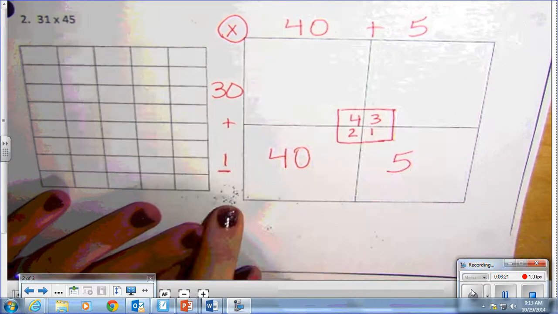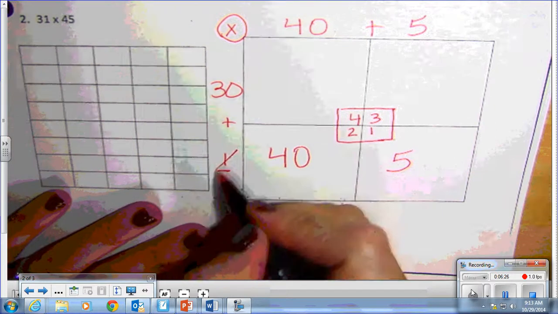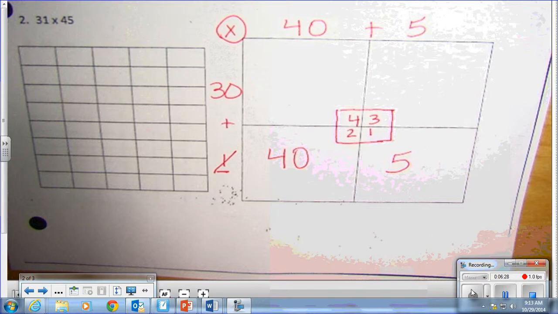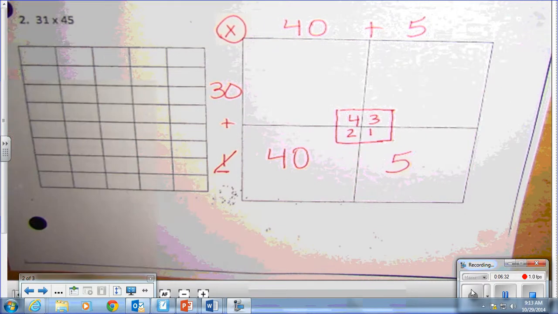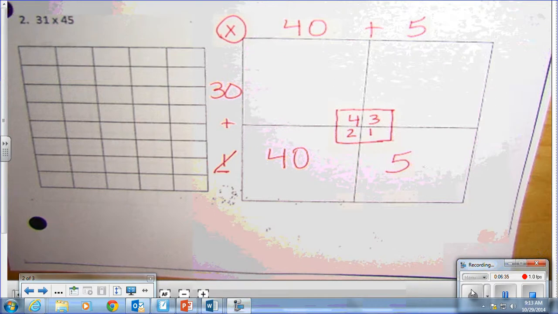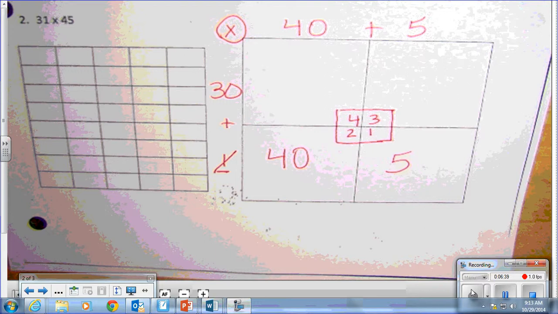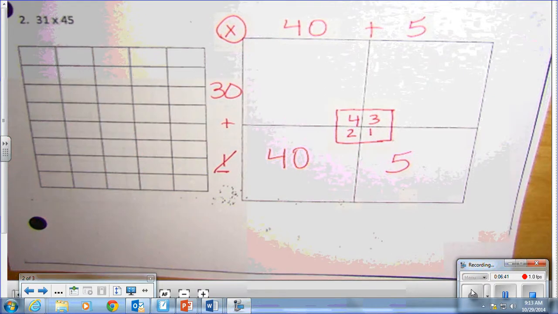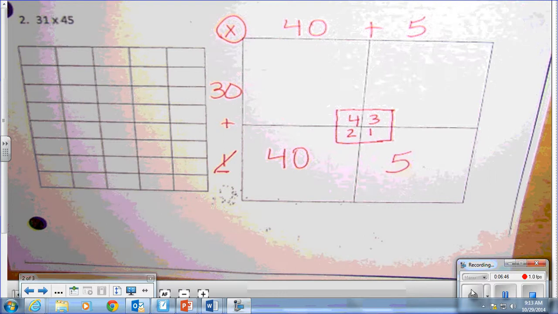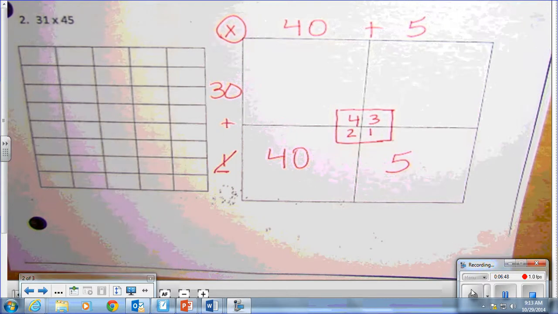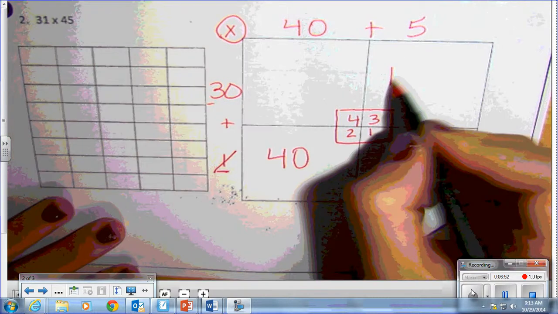Am I done with this one? Have I multiplied it by the 1s and the 10s? So I don't need to worry about that 1 anymore. Who can help me solve the next box? Box number 3. Now I'm multiplying by that 30 because I've already multiplied by the 1. 30 times 5, and that would equal 150. Very good, 150.